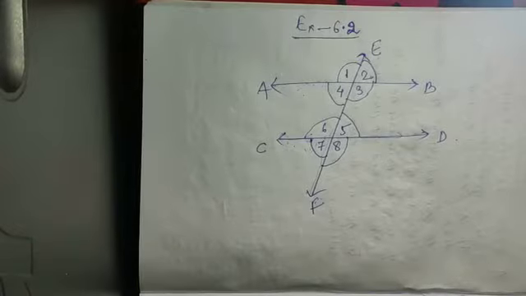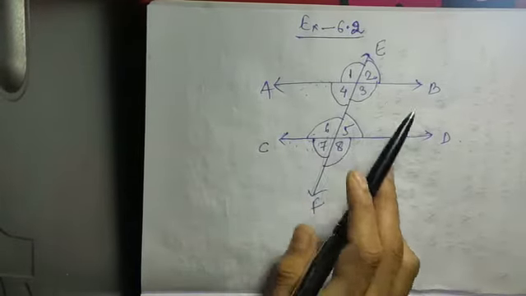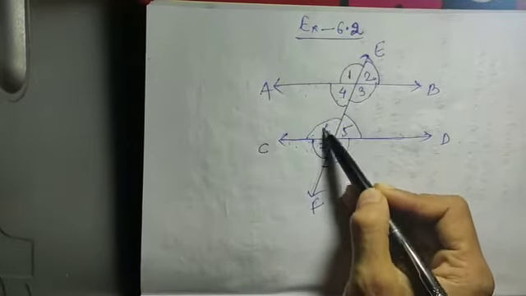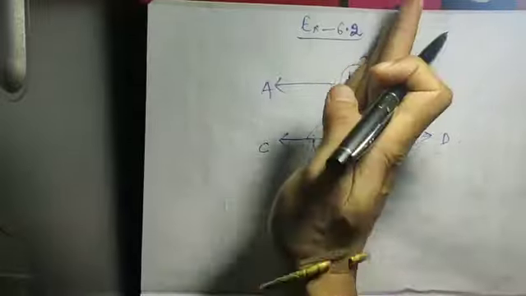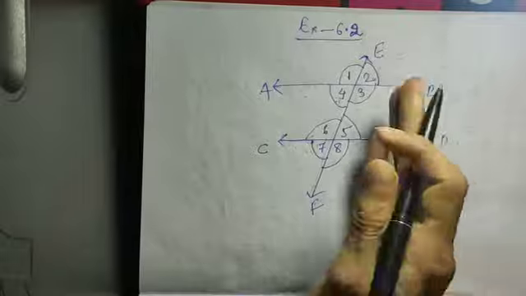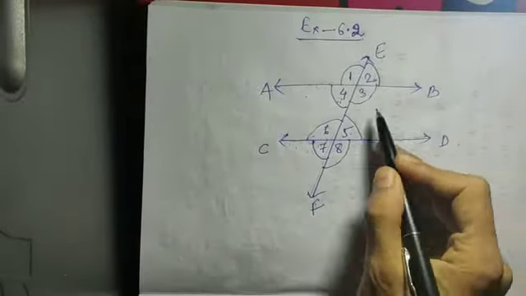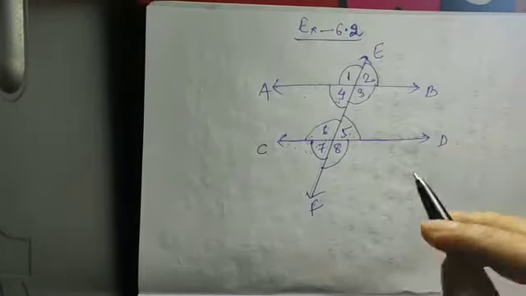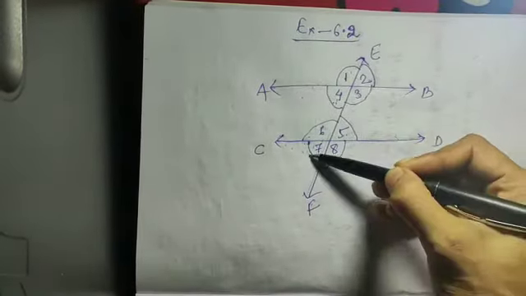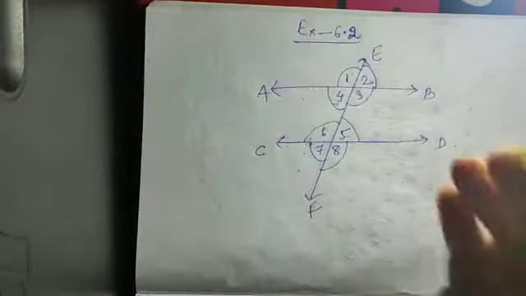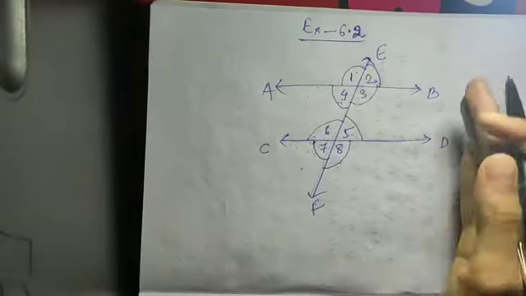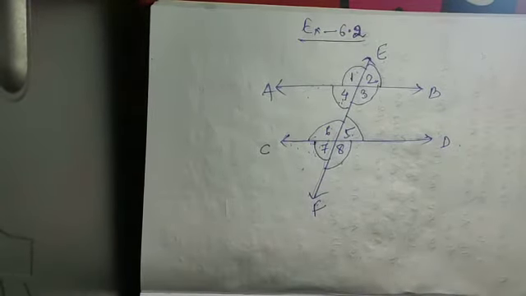Now, interior angles on the same side of the transversal. What are the interior angles on the same side of the transversal? 4 and 6 are the interior angles on the same side of the transversal. In the same way, 3 and 5 are the interior angles on the same side of the transversal. Now let's discuss the exterior angles on the same side of the transversal. Angles 1 and 7 are the exterior angles on the same side of the transversal. At the same time, 2 and 8 are the exterior angles on the same side of the transversal.